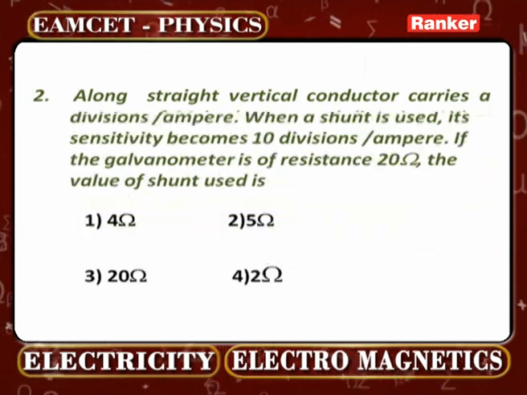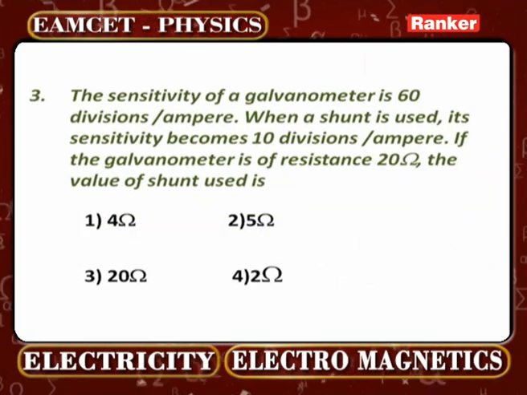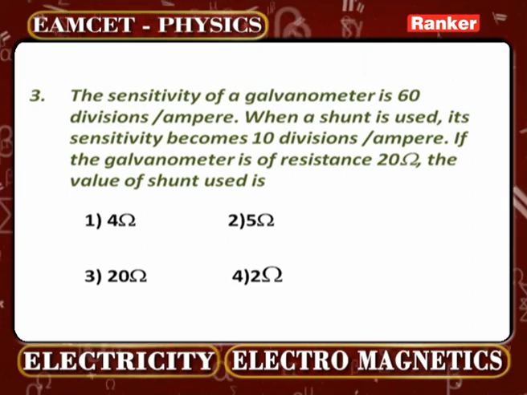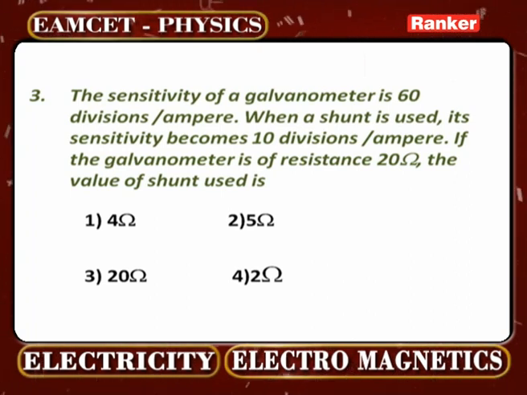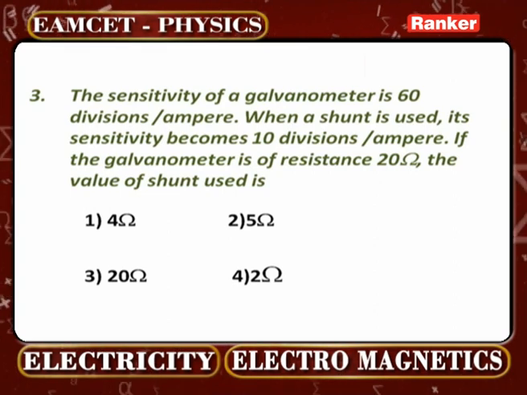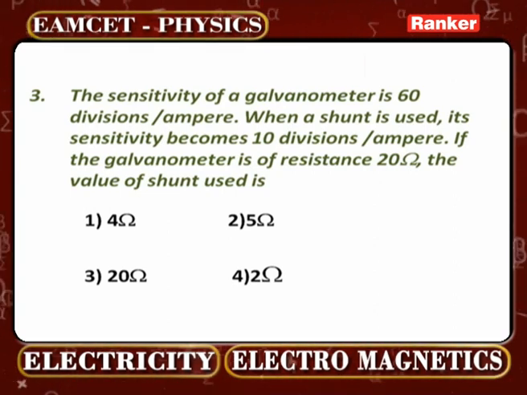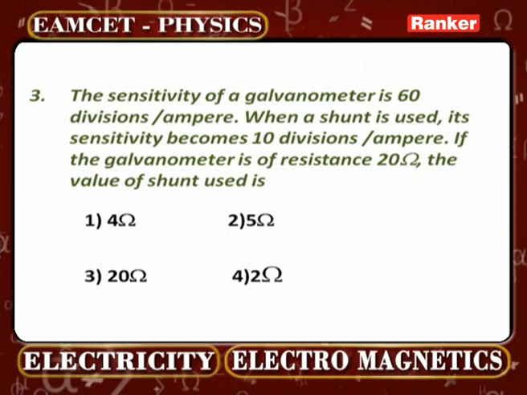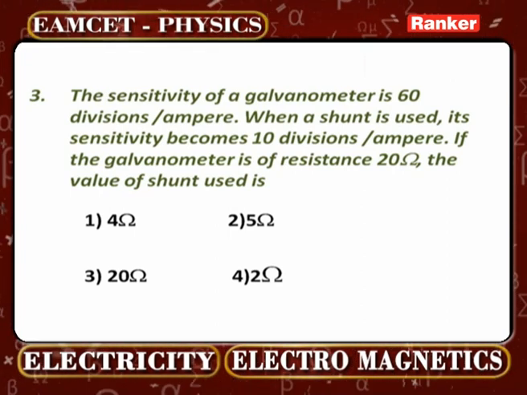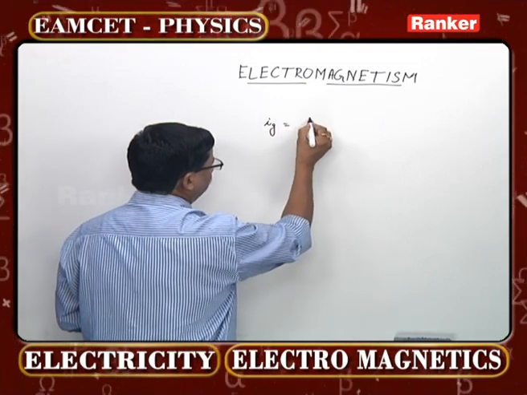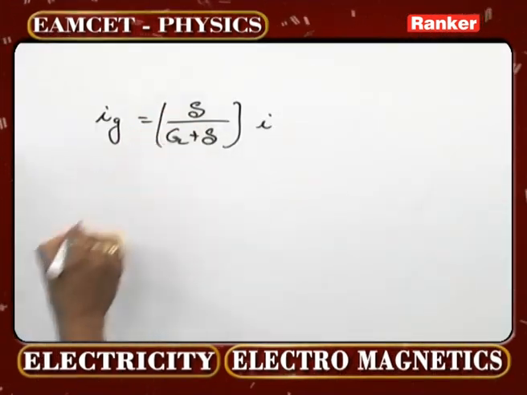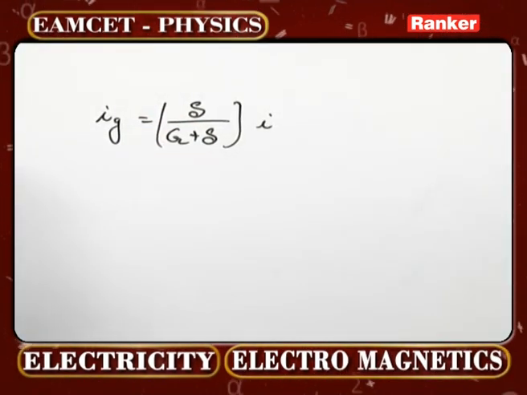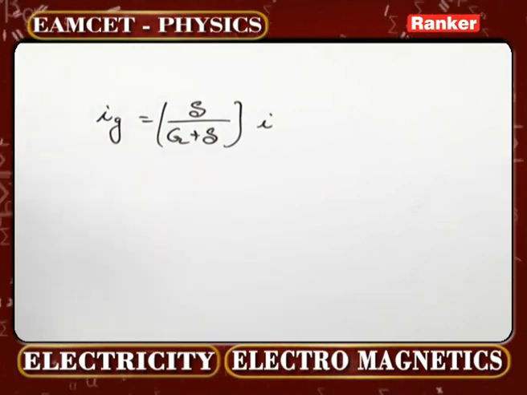Look at the next number, that is problem number 3. The sensitivity of a galvanometer is 60 divisions per ampere. When a shunt is used, its sensitivity becomes 10 divisions per ampere. If the galvanometer is of resistance 20 ohm, the value of shunt used is how much? This is a direct concept of conversion of galvanometer into ammeter. Just now I have told you Ig is equal to S by G plus S into I. S is the shunt that is connected in parallel and G is the value of resistance of the galvanometer.